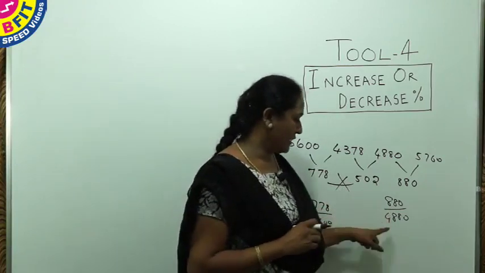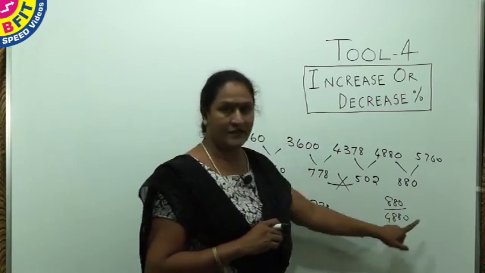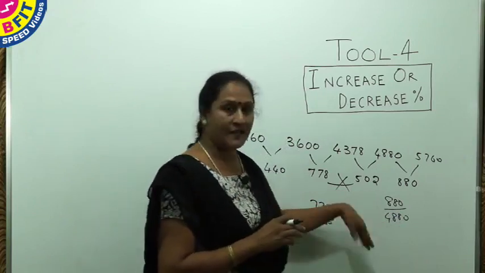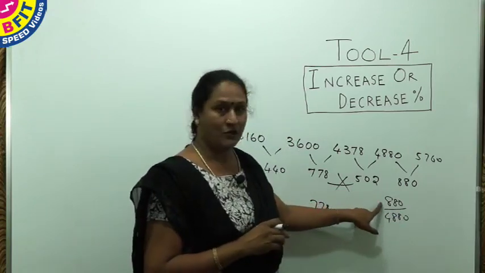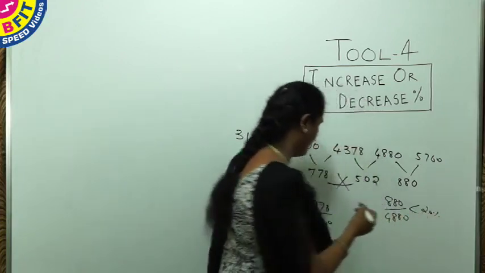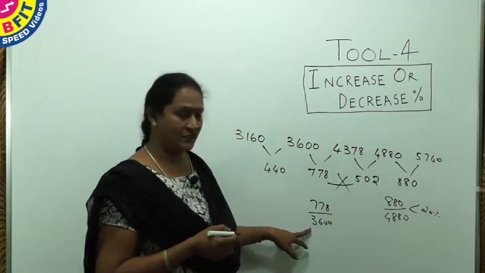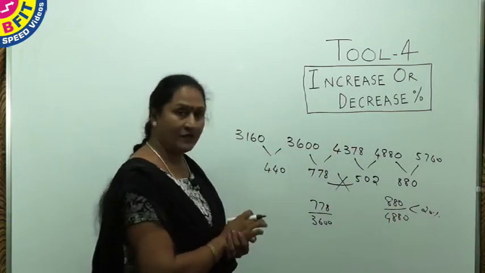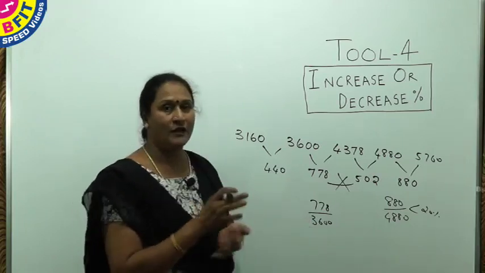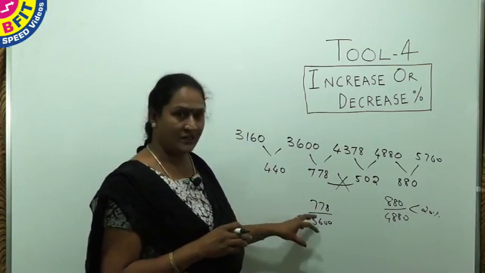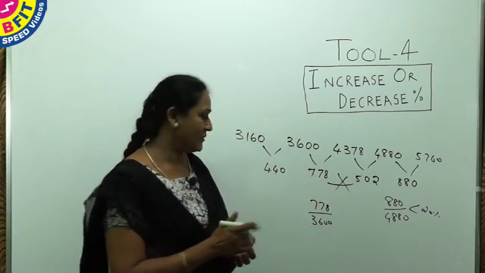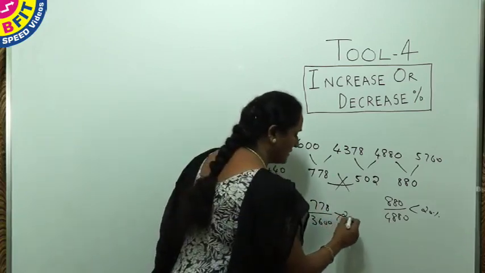So what is 10% of 4880? That is 488. And 20% would be 976, so the value is lesser than 20%. In the other case, what is 10% of 3600? It is 360, and when you double it, 20% is 720. So we have 778, which is more than 20%. So in this year, for 3600, the increase is 778, and the percentage is more than 20%.